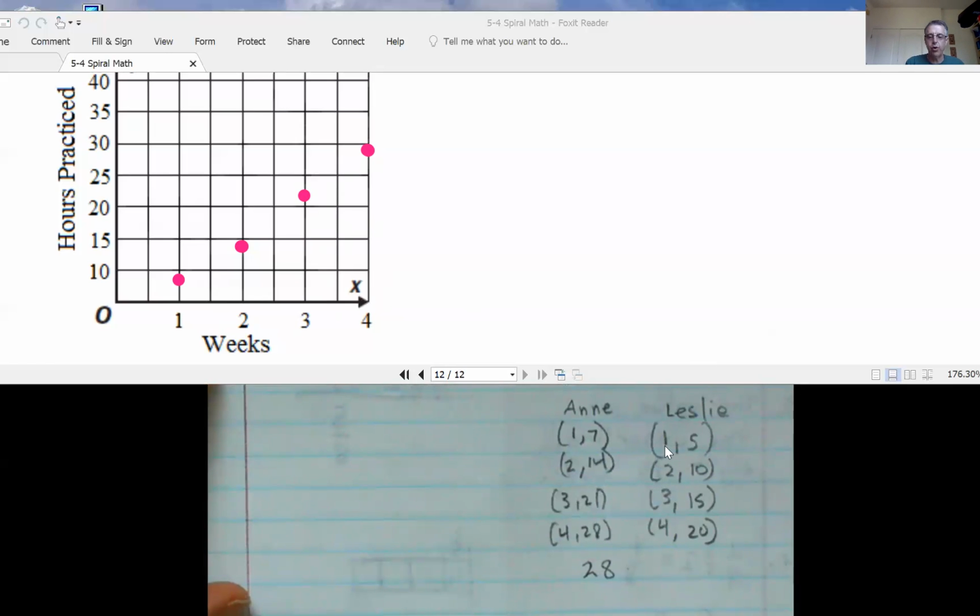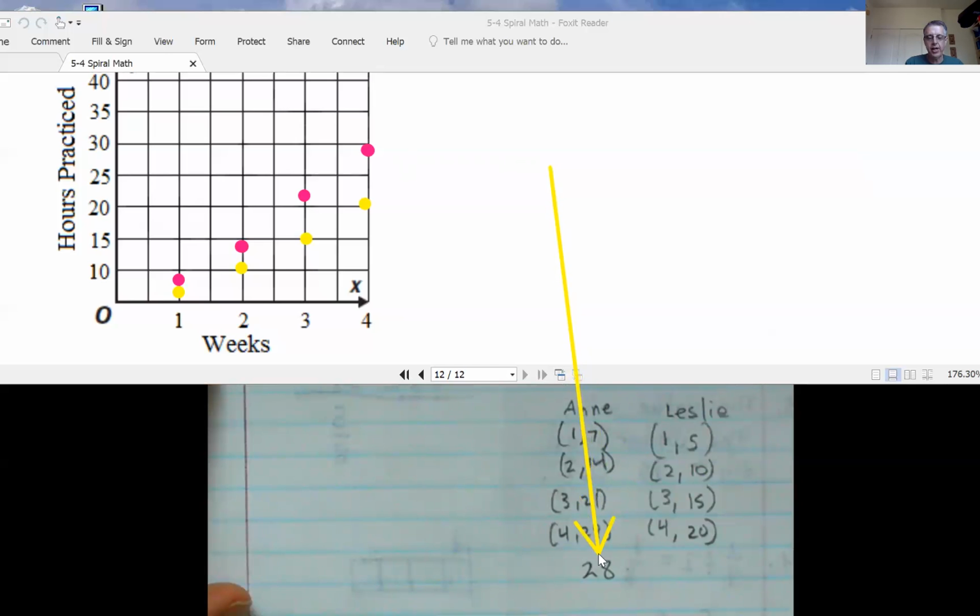What I'll do is I'll look, Leslie's 1 and 5, so I'll go 1, and she's just about halfway there, a little kind of close together, 1 and 5, 2 and 10 for her, 3 and 15 hours, and then 4 and 20. Now, when I've got that, what I can do is look and see what my original question was. The question was, by the time they got to week 4, how many more hours did Ann practice than Leslie?